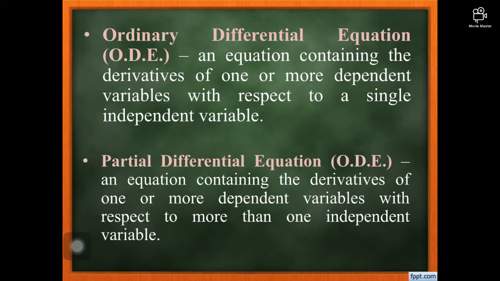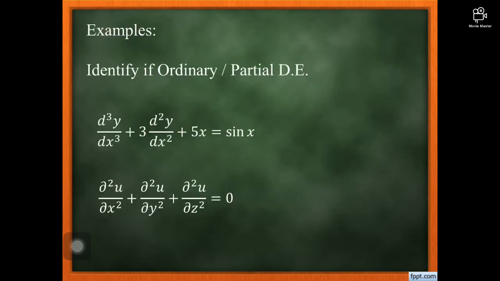When we say ordinary, that is an equation containing the derivatives of one or more dependent variables with respect to a single independent variable. While the partial differential equation is an equation containing the derivatives of one or more dependent variables with respect to more than one independent variable.